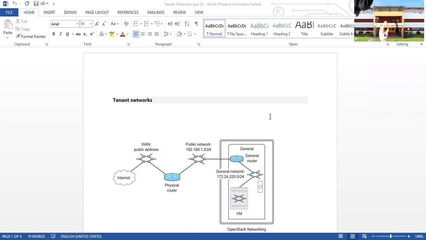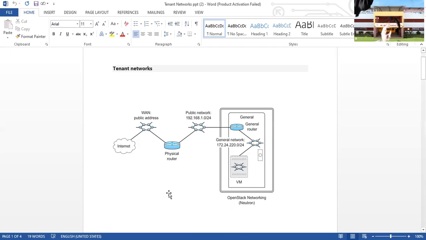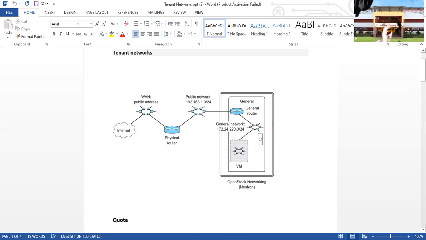Networking supports a range of tenant network types. Type flat: all instances reside on the same network, which can also be shared with the host. Here you can see on your screen, the tenant network is there. Let's discuss this. You can see here the WAN, the public network, and general routers.